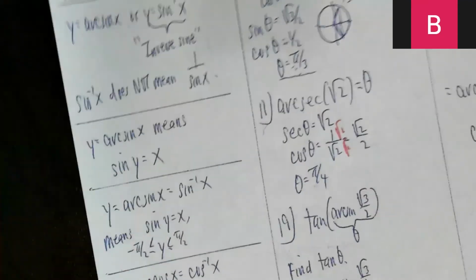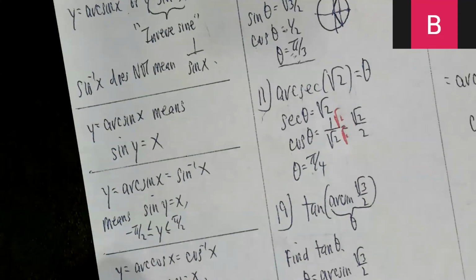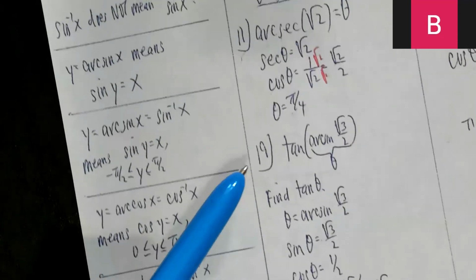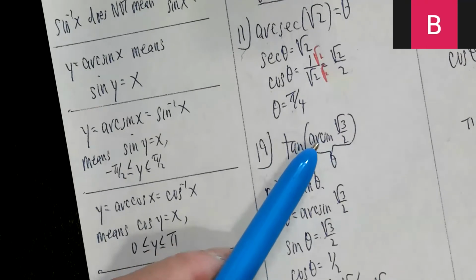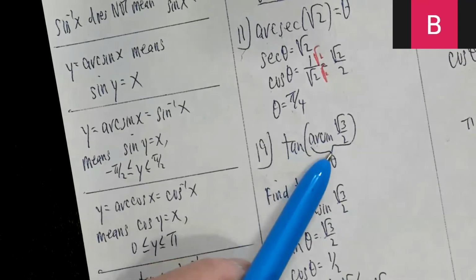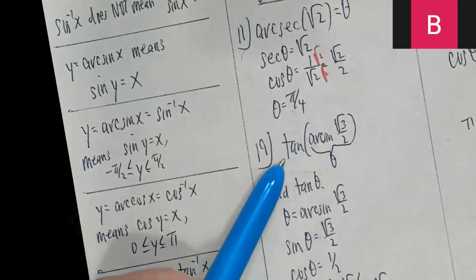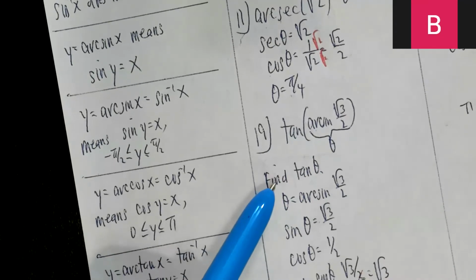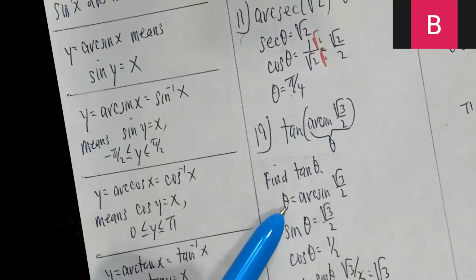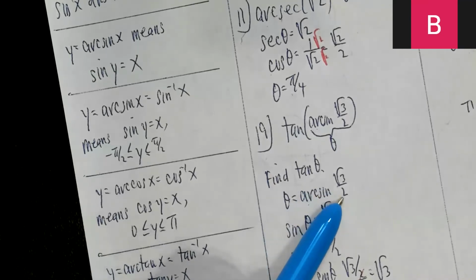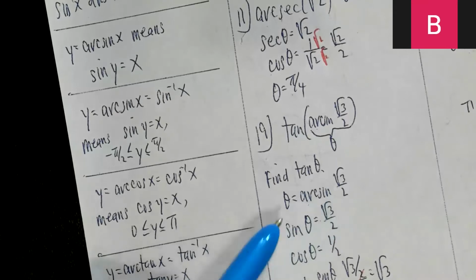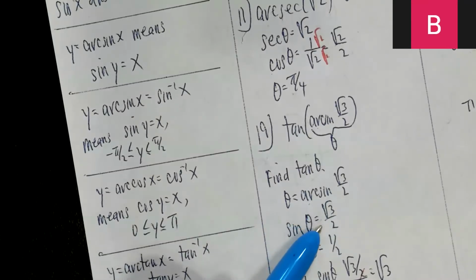Okay. Next ones are a little bit harder. You do have to think about it a little bit. Tangent of arc sine radical 3 over 2. I'll call that theta. So ultimately, I'm trying to find the tangent of theta. So theta is arc sine radical 3 over 2. That means sine of theta is radical 3 over 2.